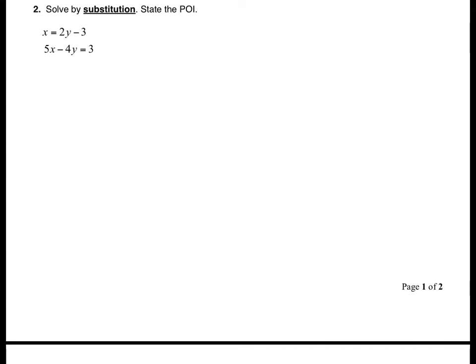The second problem is to solve this system of linear equations using substitution techniques, no graphing or any other technique. From the first equation, as you can see, x is already given in terms of y. So I'm going to substitute the value of x in the second equation. So I'm going to write 5 times, but x from the first equation is 2y minus 3. So I'm going to write 2y minus 3, and then minus 4y from the second equation has to be equal to 3.